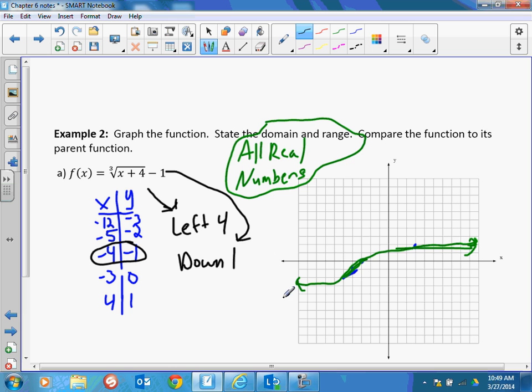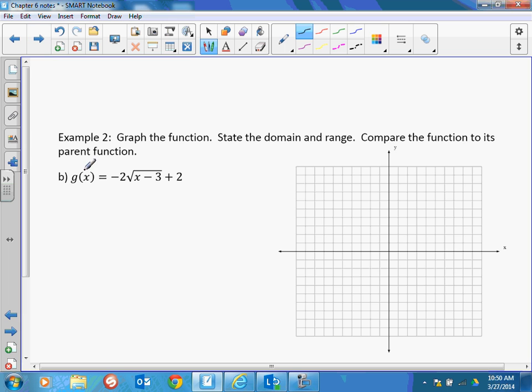Okay, so we grabbed the function, we stated the domain and range. Domain and range is all real numbers, and we compared it to the parent function, went left 4, down 1, because x plus 4 moves it left 4, and -1 moves it down 1. Okay, grab the function, state domain, compare the function to its parent function. It's the same thing.